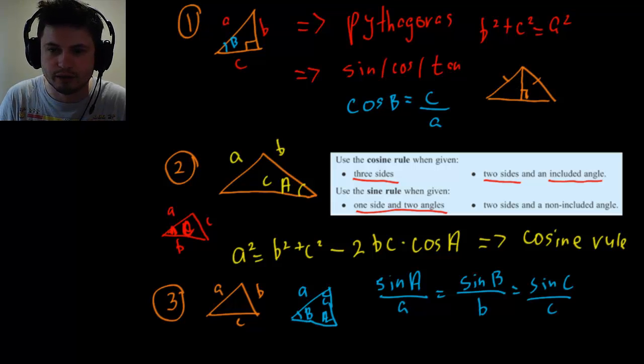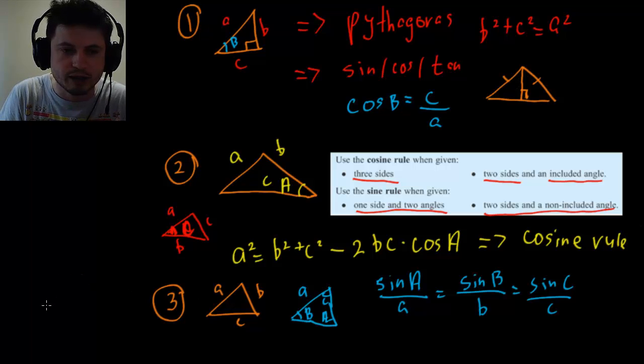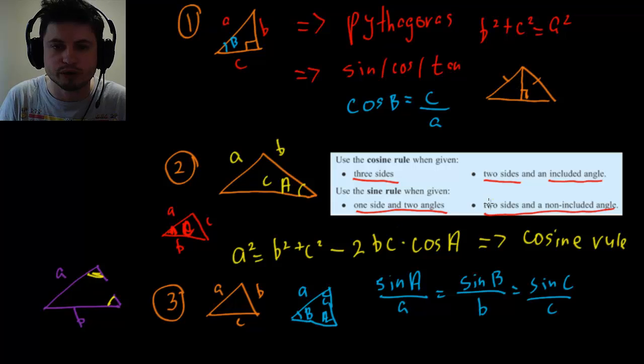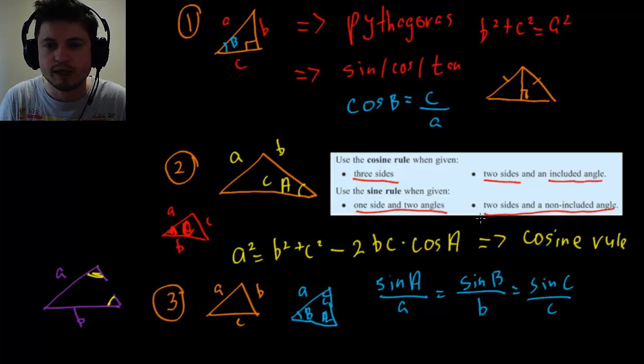This is actually the important part: when you have two sides and an angle that is not included. So when you have a situation that looks like this, you have a side and a side, and then either this angle or this angle, basically the angle that is not between the two sides. When you have one of these angles, that's when you use the sine rule, not the cosine rule. So this is the important difference between them.